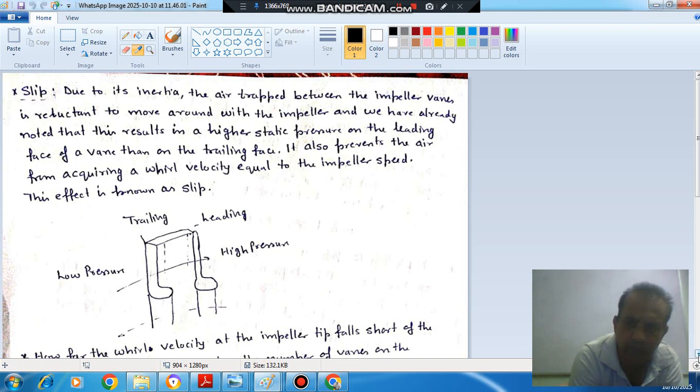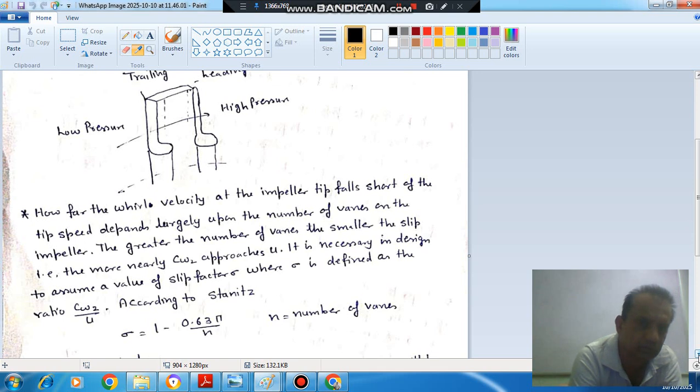Okay. So as there are more vanes, the air will stick to these vanes, so there will be less slip, or the air will move close to U. Cw2 will be closer to U. Next one: how far the whirl velocity at the impeller could fall short of its speed depends largely upon the number of vanes on the impeller. The greater the number of vanes, the smaller the slip. Okay, so it means Cw2 will be closer to U, and Cw2 more nearly approaches U.